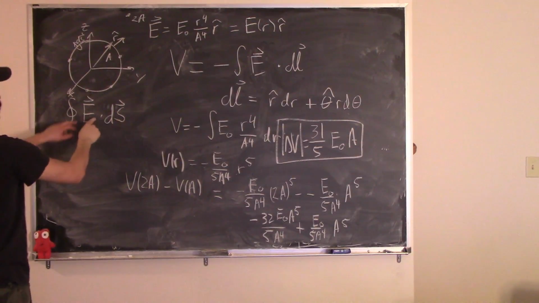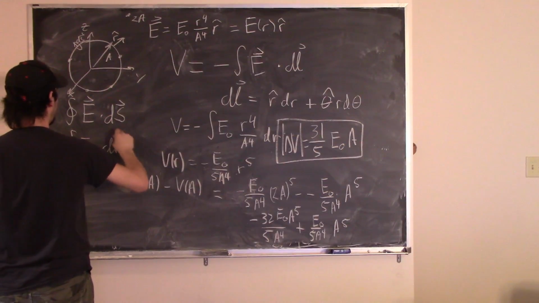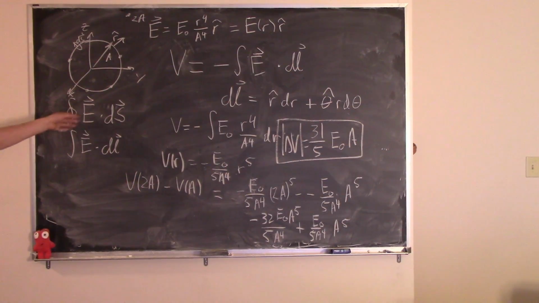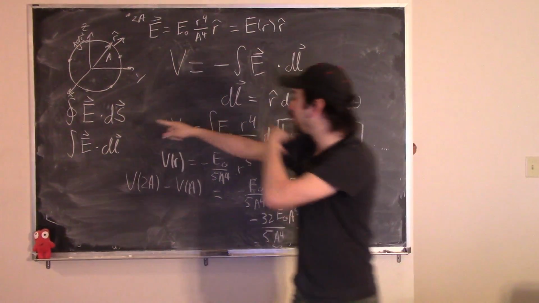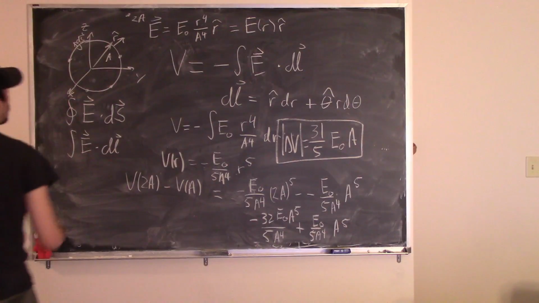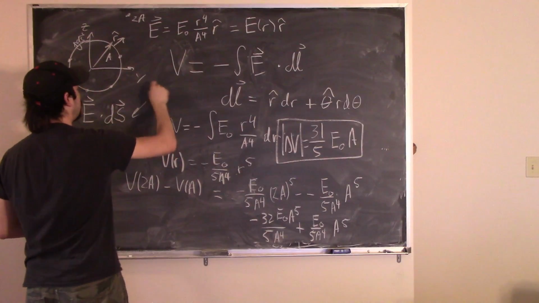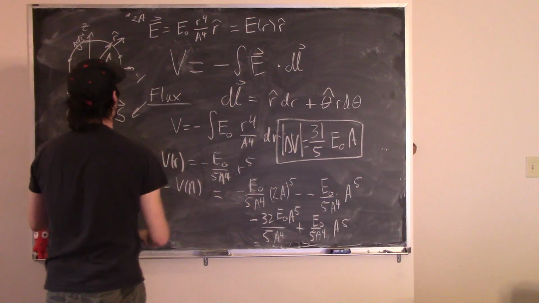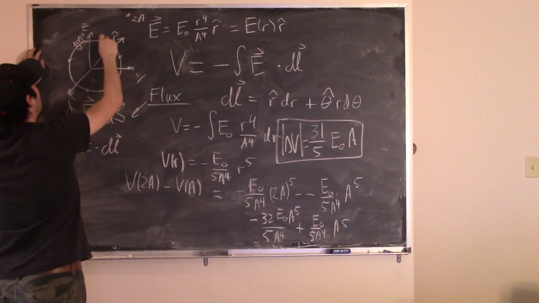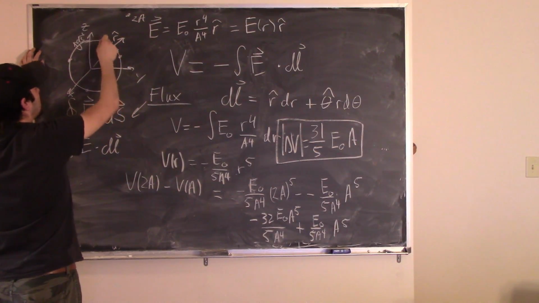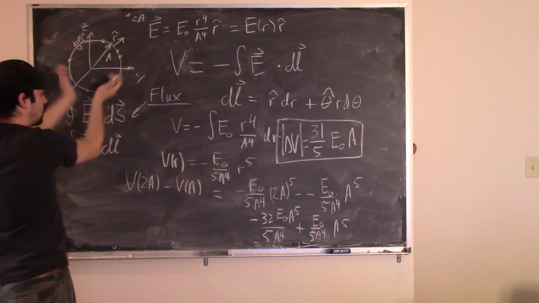So I have this integral of E dot ds, and I have this integral of E dot dl. There are some interesting things going on here, and there is a really big difference between what these two mean. So for the integral E dot ds, I'm calculating a flux. This is to say that I want to find what the electric field is going out of the surface by summing what it is at each point times the area, okay?